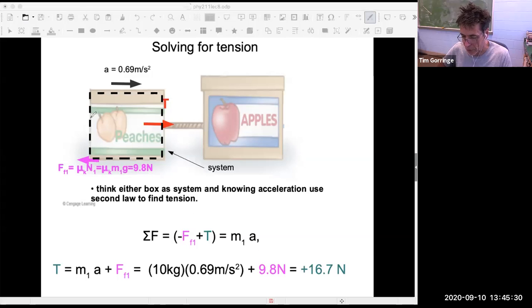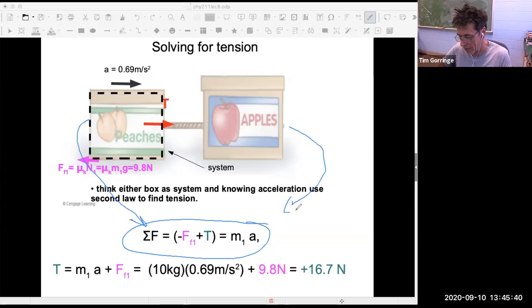And apply Newton's second law to the left-hand or the right-hand crate. So what I'm doing here is applying Newton's second law to the left-hand crate. But equally well, we could have thought about this crate on the right. Anyway, the law says that the sum of the forces equals mass times acceleration. So the sum of the forces for this left-hand crate are, here's the friction force acting on it. We know that. Here's the tension force acting on it. We don't know that.